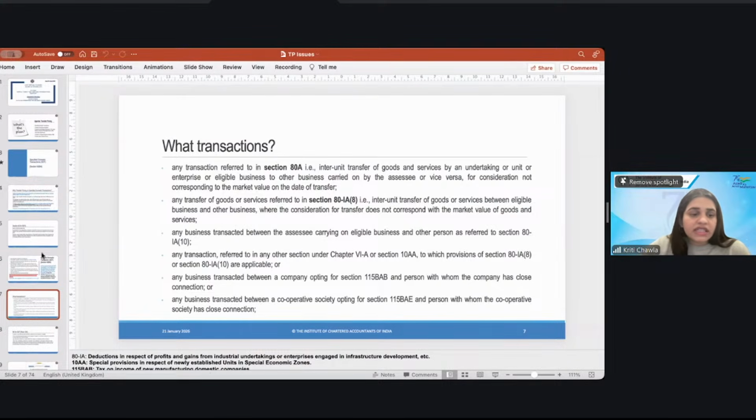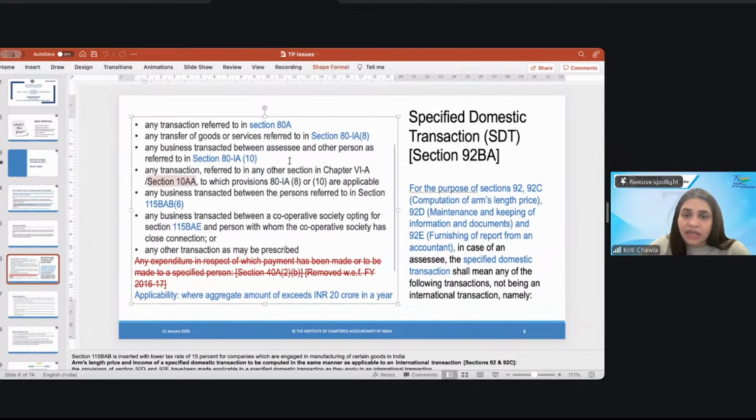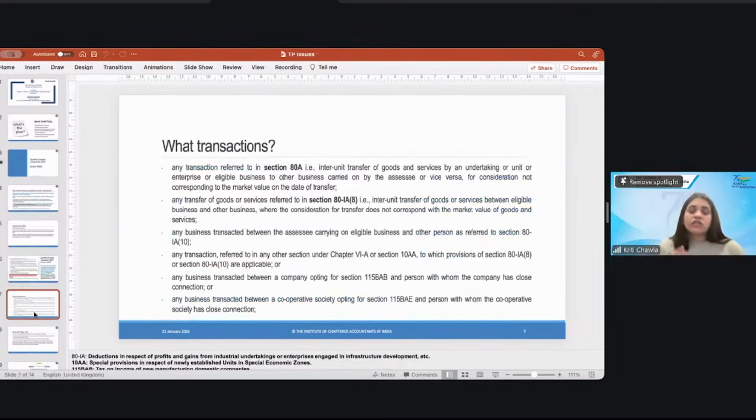The next kind of transaction that they talk about is any transaction which is referred to in Section 10AA, Chapter 6A and Section 10AA. These kinds of transactions are for newly established units in special economic zones. So any transaction which is referred to in Section 10AA, these newly established units in special economic zones, SDT will be applicable there as well.